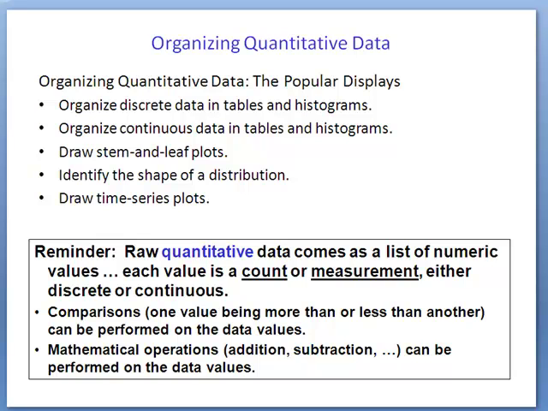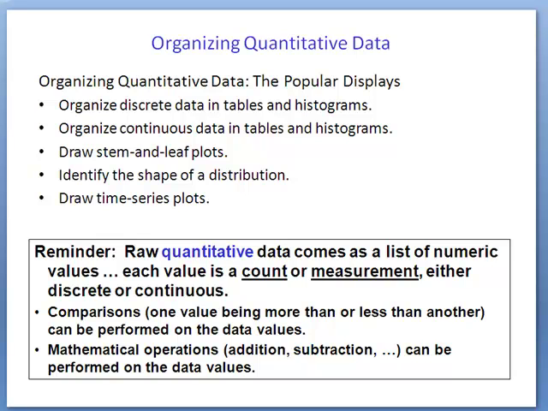Organizing quantitative data. The popular displays for quantitative data are frequency tables, which is usually the first thing that you have to do. So you organize discrete data in tables and in histograms. You can also organize continuous data in tables and histograms. You can draw stem and leaf plots. You can identify the shape of the distributions and also draw time series plots. And there are more different ways to represent continuous data, such as dot plots, normal probability plots, and other types of plots. But these are the ones we'll concentrate on in Chapter 1.